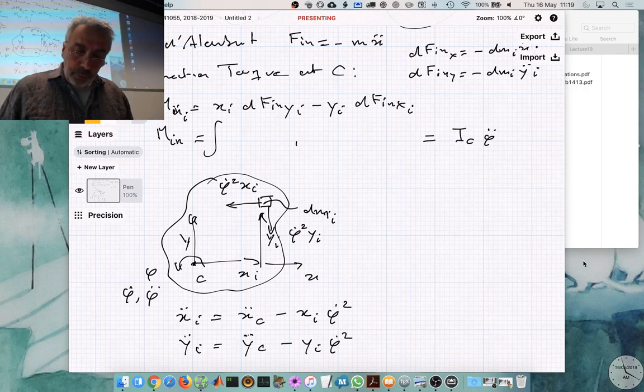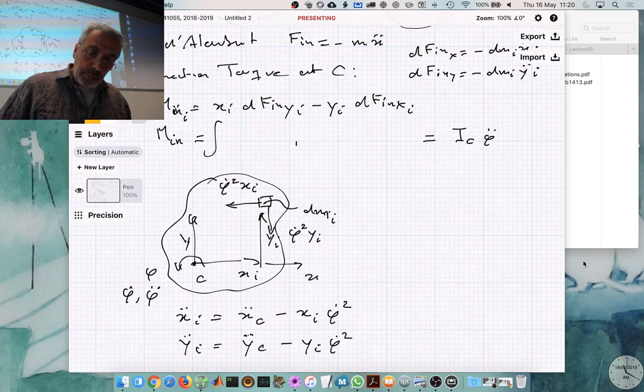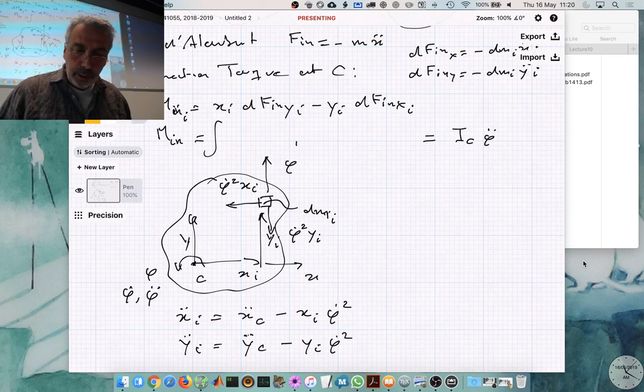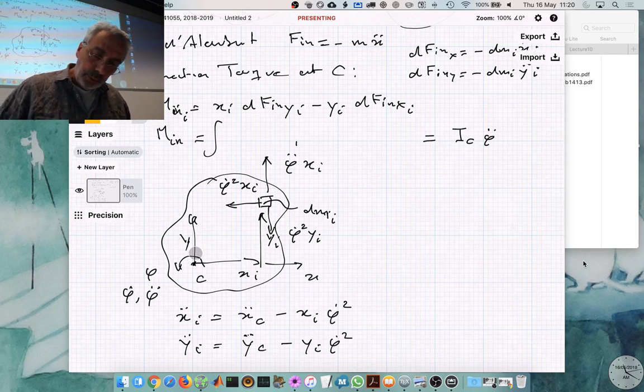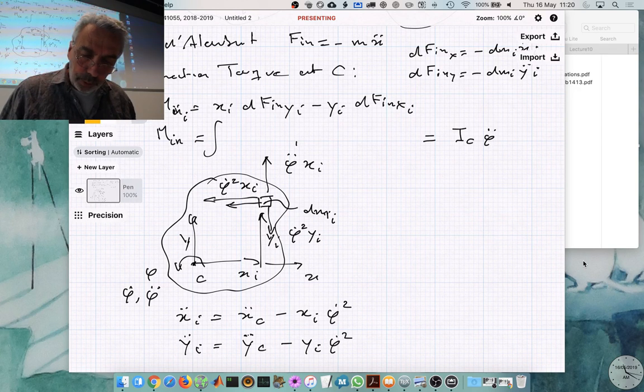Now finally we have to take the angular acceleration into account. And what does that mean? Well, if there's an angular acceleration like this, then I have a component in that direction. And that's phi double dot times this distance, xi. And in that direction, that's phi double dot, what was it, y.